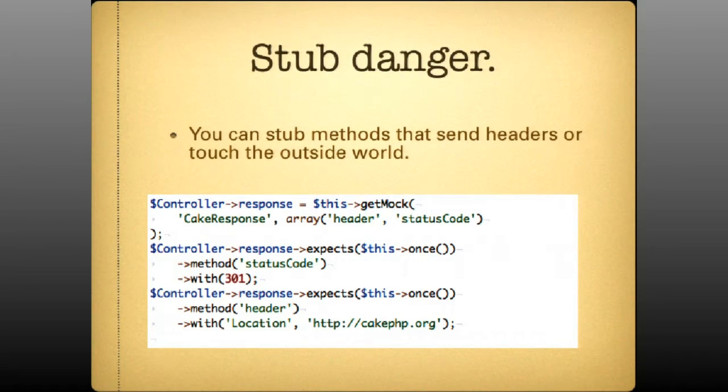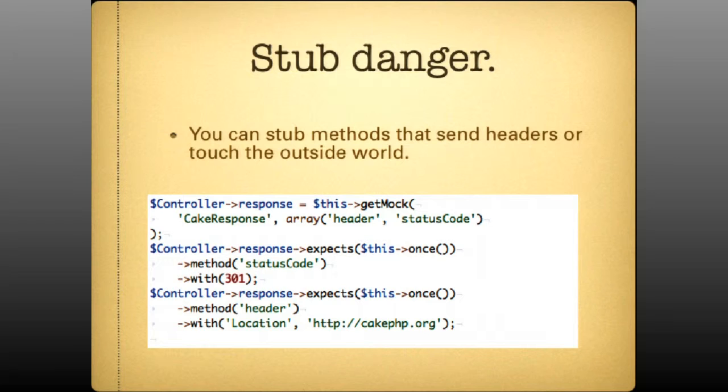So stubbing dangerous things. Headers are dangerous. They can make your test suite go somewhere else. That's not very fun. You can also stub out things that talk to expensive services. If there's a web service you integrate with that costs you money every time you use it, talking to it directly inside your test is probably a really, really, really bad idea. So you can use a stub to do that.